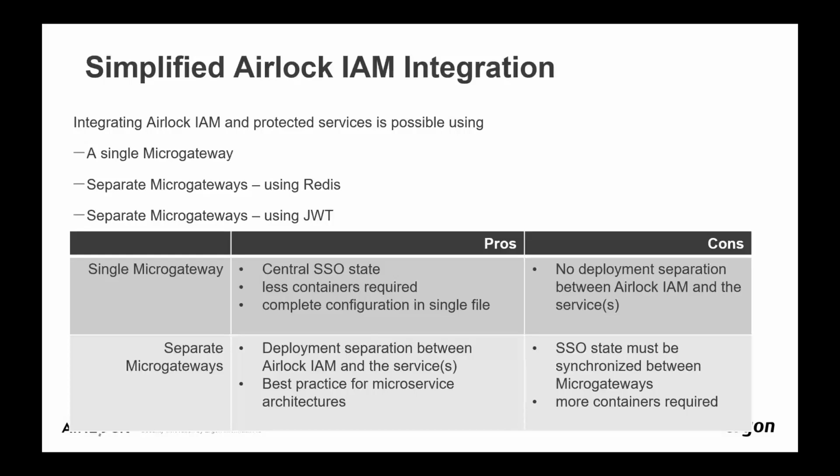If you have a single Microgateway, the pro is you have one central SSO state, so you have one Microgateway which knows everything, fewer containers required, and a complete configuration in a single file, if you want that. Of course, the drawback is there is no deployment separation between the Airlock IAM and the services, or the service if you have one service. So this is not the typical way to go with microservices, but we didn't want to forbid this to you, so it's possible to do it. If you want to do it, we don't want to be the ones holding you up.